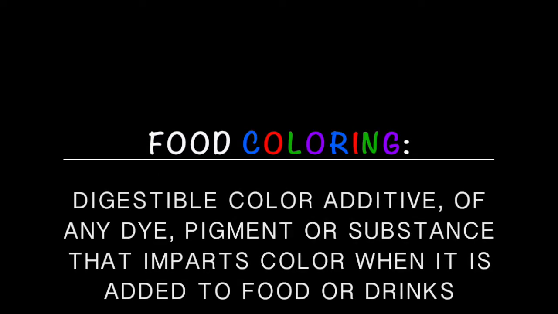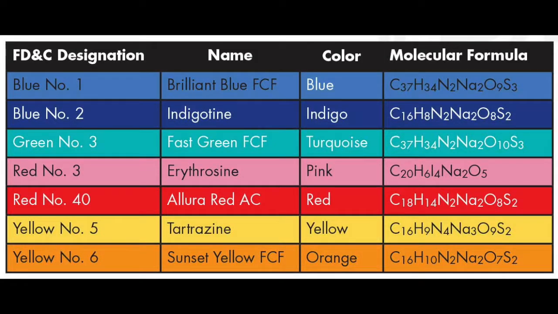Food coloring, by definition, is a digestible color additive of any dye, pigment, or substance that imparts color when it is added to food or drinks. Some examples of food colorings we use are blue dye number 1. This is often found in bottled food colorings, such as icings, ice pops, blue raspberry flavored products, sweets, and drinks.